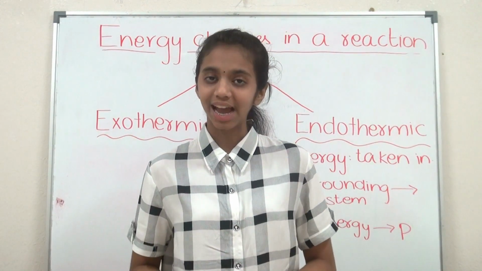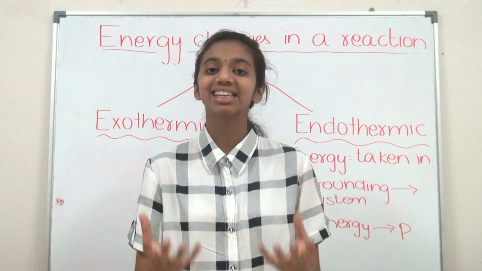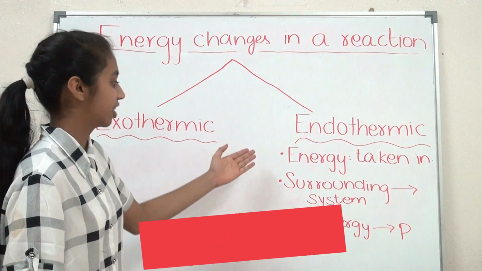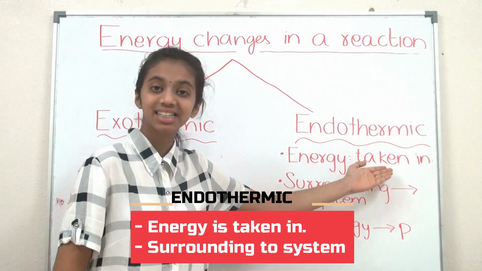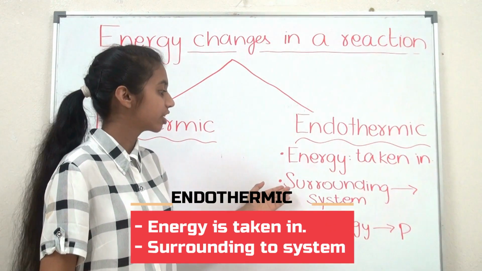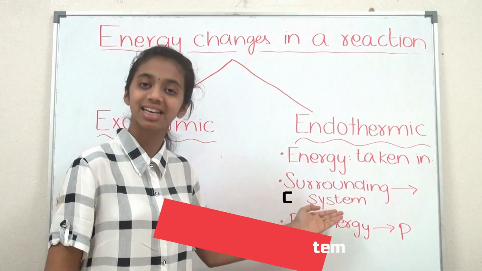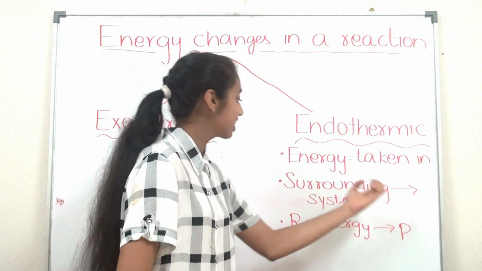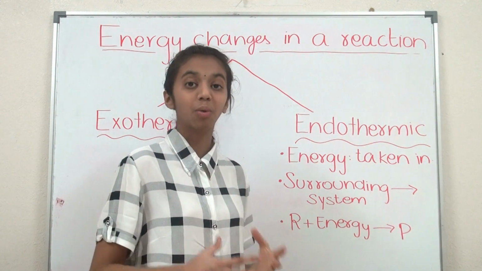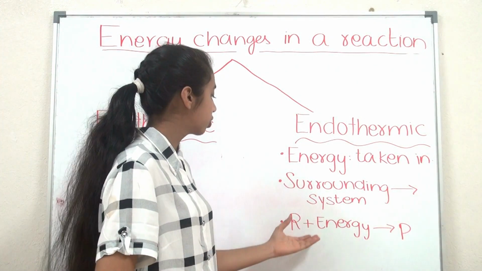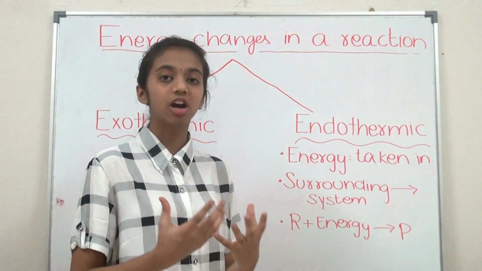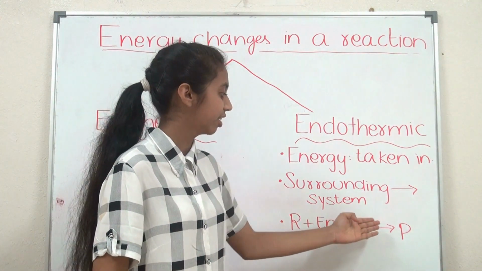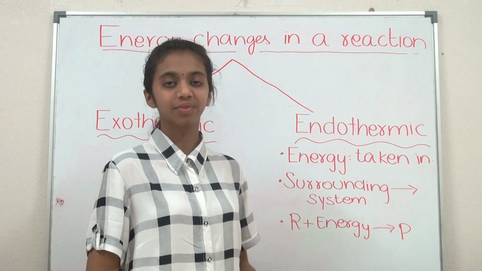Now moving on to the endothermic reactions. In endothermic reactions, energy is taken in to start off the reaction. As I've mentioned here, energy is taken in. It moves from the surrounding to the system. So it takes the energy from the product, which has more energy, to the reactant so that it can start off the reaction. The reactant plus the energy gives product.